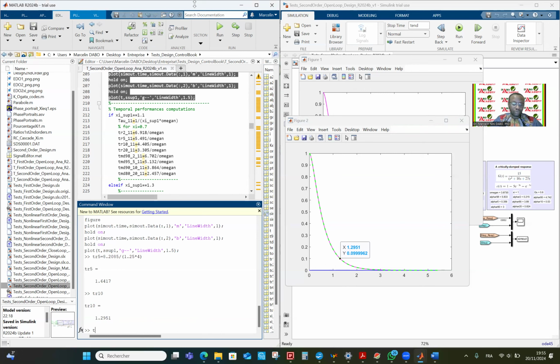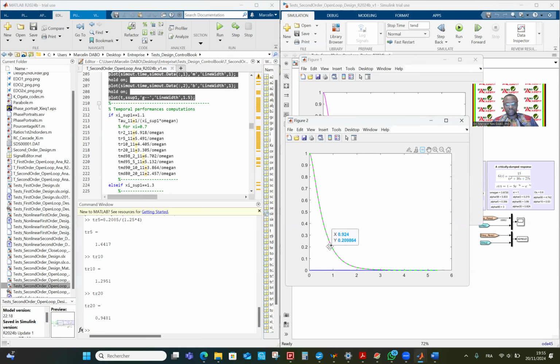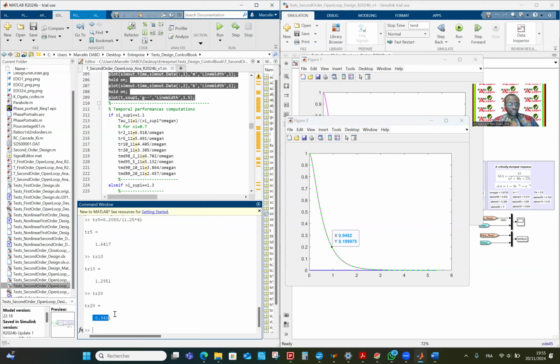And then for the 20%, I guess I have computed this value. Yes, 0.9481. Let's go for 20%. 20%, where are you? 0.9482. Okay, you have it here. So we can notice that the time response that we wanted to compute is this one.